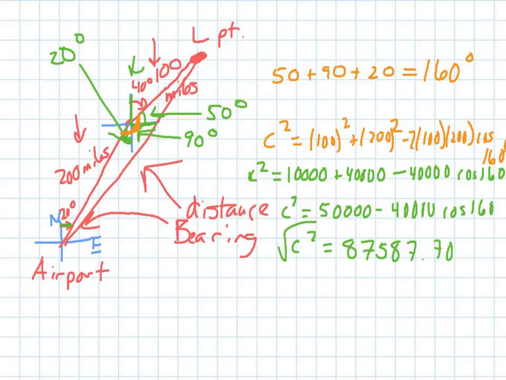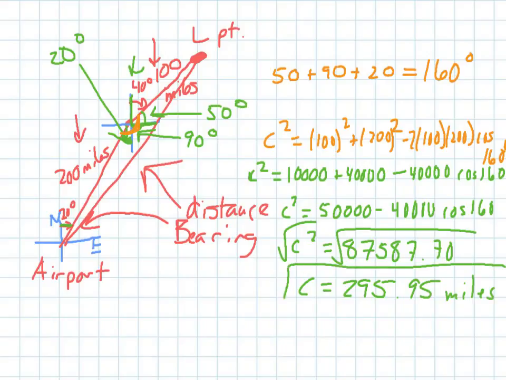Then I want to take the square root. Make sure you're leaving it in your calculator. Take the square root of that. Don't shorten it. So C is actually going to be 295.95, and that's in miles. Okay, so we found the distance from the airport to his landing point.